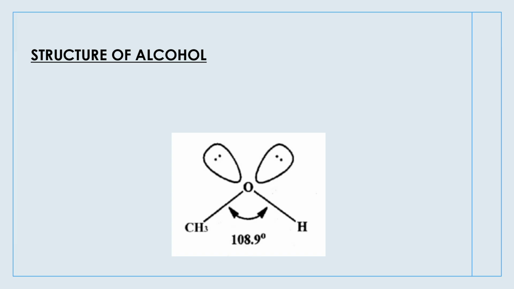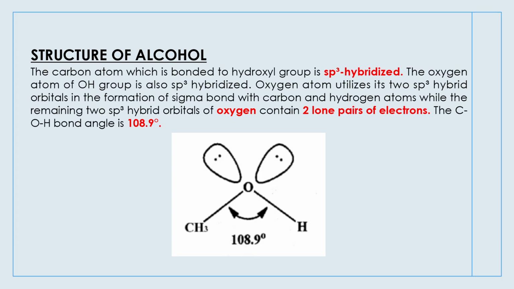Talking about the structure of alcohol, here you can see that alcohol is an oxygen-containing organic compound. The oxygen has two lone pairs of electrons, along with an alkyl group and a hydrogen atom. The hybridization for the alcohol is sp3. The bond angle is 108.9. Since it has two lone pairs of electrons, the geometry is a bit distorted.